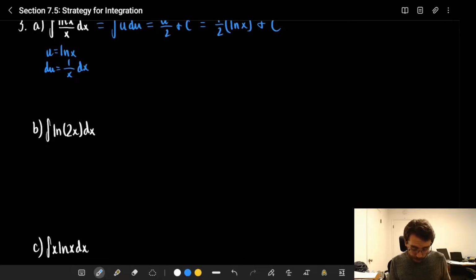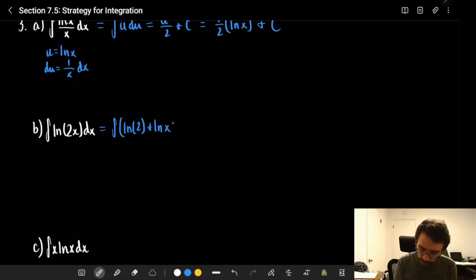Second one. You could do a u sub. You could also use properties of logs, I suppose. You could say this is the same as, a product inside a log is the same as the sum of the logs, so I could do this. dx. Let's erase the parentheses, just make it look nicer. Log 2 plus log x. That turns out to be, well, integral of a constant is that constant times x.